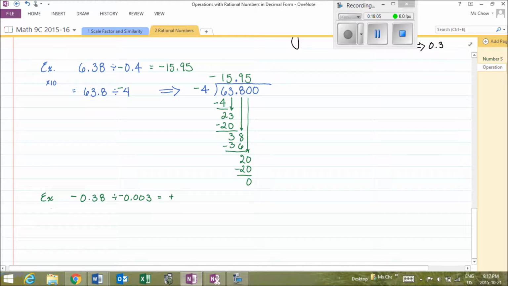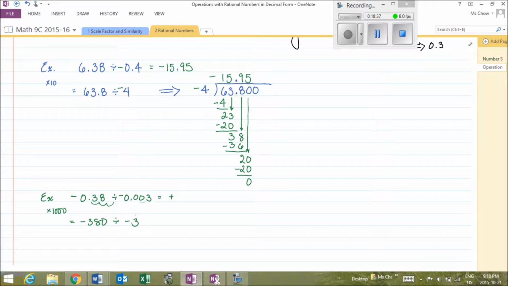So what would be an equivalent question? I don't care about the dividend, I care about the divisor. What am I dividing by? So I'm going to multiply that by 1000 to move that over 3 places. That means that this has to move over 3 places as well. So the equivalent question will be -380 divided by -3. And whatever the answer is to that will be the answer to -0.38 divided by -0.003.